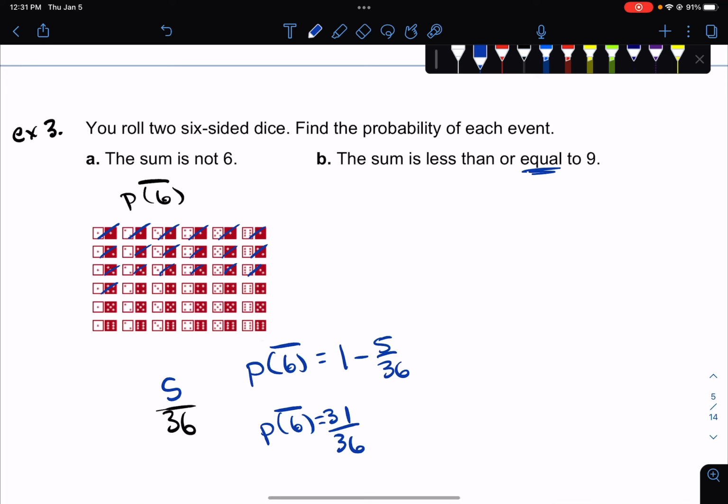So 5, 6, 7, 8, 9. I'm not going to count that one. 6, 7, 8, 9. Not going to count those two. 7, 8, 9. Not going to count those 3.